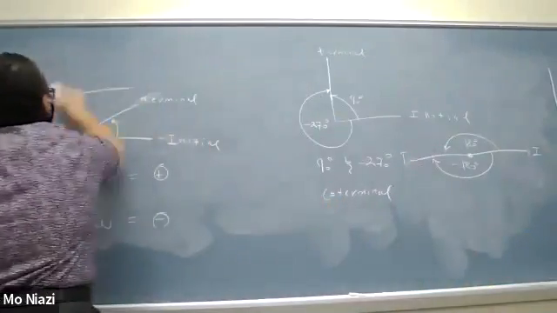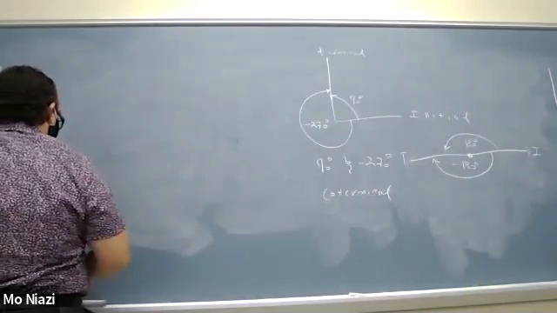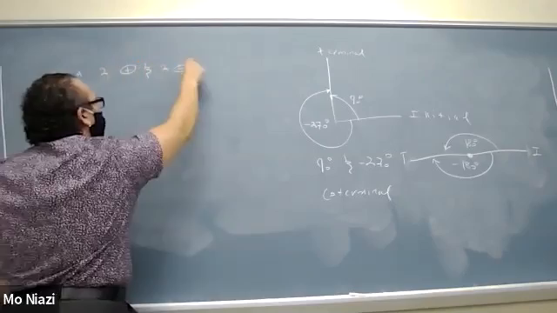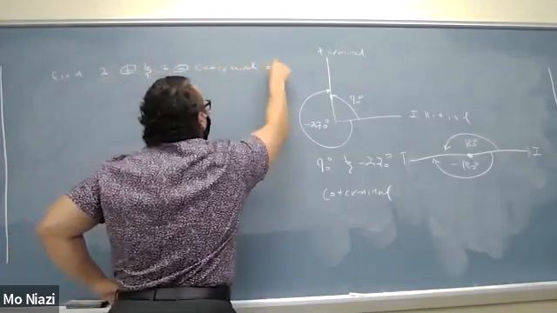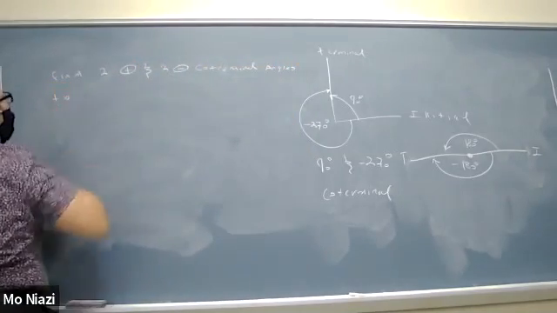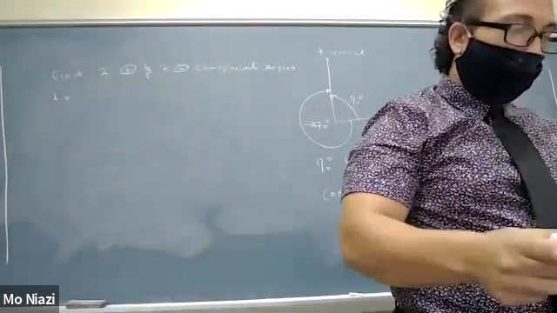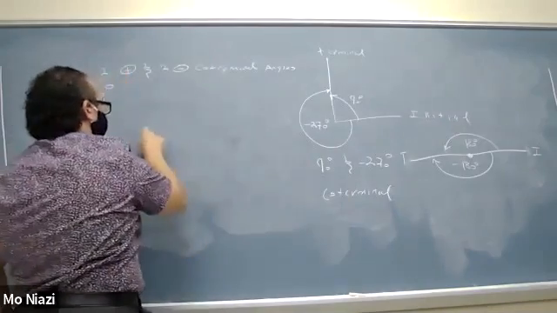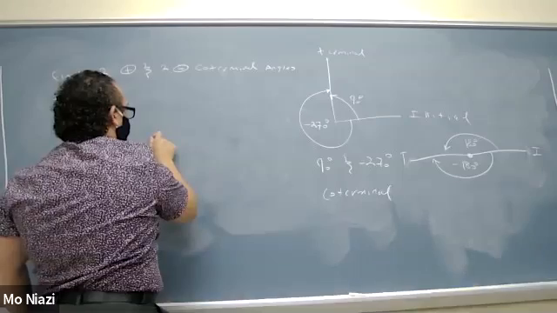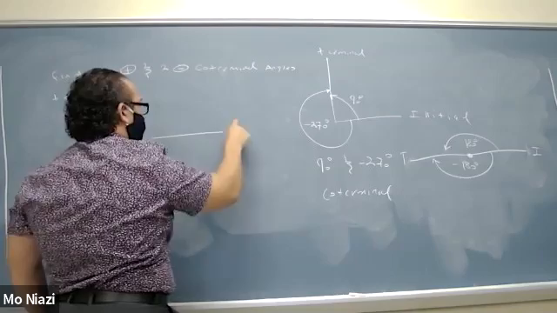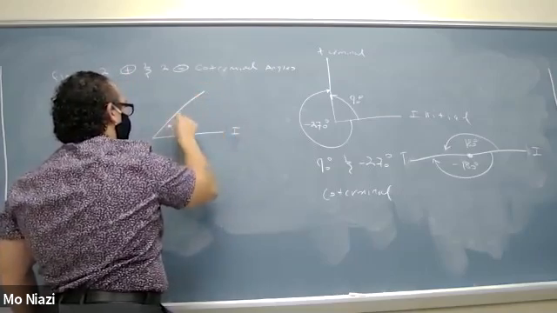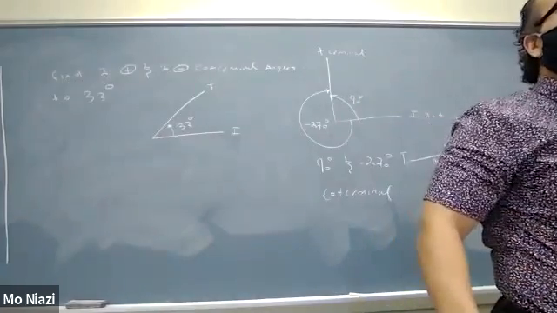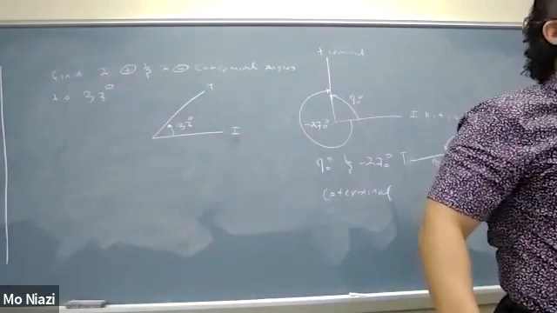You will be expected, given an angle, to find coterminal angles. Find two positive and two negative coterminal angles to, let's say, 33 degrees. So here's a situation. Initial, rotated positive 33 degrees. And here's our terminal. Now, find two positive and two negative distinct coterminal angles to 33 degrees.